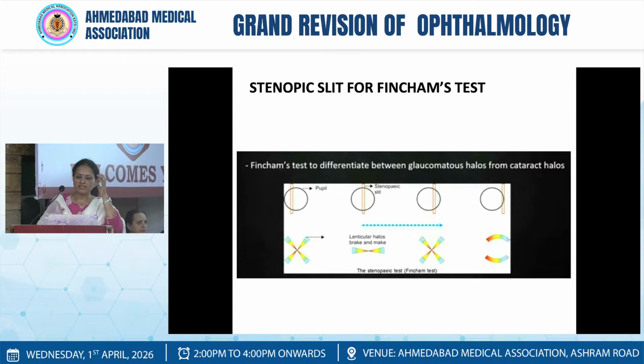If the patient has uniform halos, it is not cutting, then it is usually due to the glaucoma. What happens in glaucoma? Due to the increased intraocular pressure, there is a diffuse corneal edema, right? So there is a uniformity. While in cases of intumescent cataract, the halos will be broken.